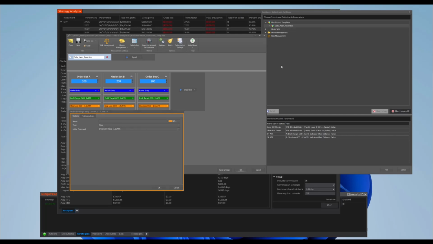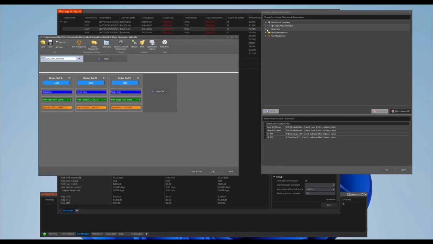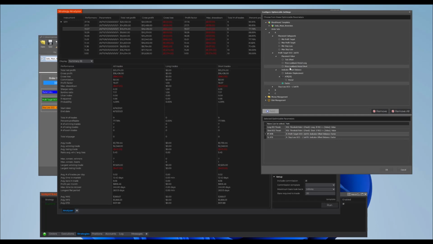So let's see what that actually looks like over here. So we have order sets A, B, and C. If I expand that, we have the tick offset, which is currently set to 0. We actually have the ATR period that you can play with, and the factor, which we did set. The indicator displacement and look back don't actually apply in this case.